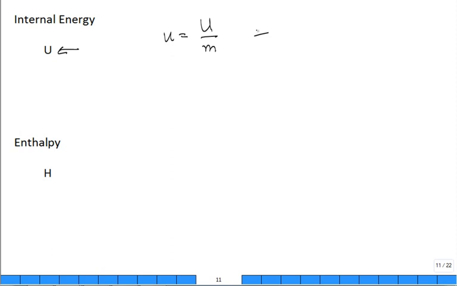But to get it, you probably need to either use the tables, or we'll talk about specific heats, like C sub V, C sub P. Let's say specific heats. All right. Enthalpy. Well, enthalpy, cap H, is defined as U plus PV.